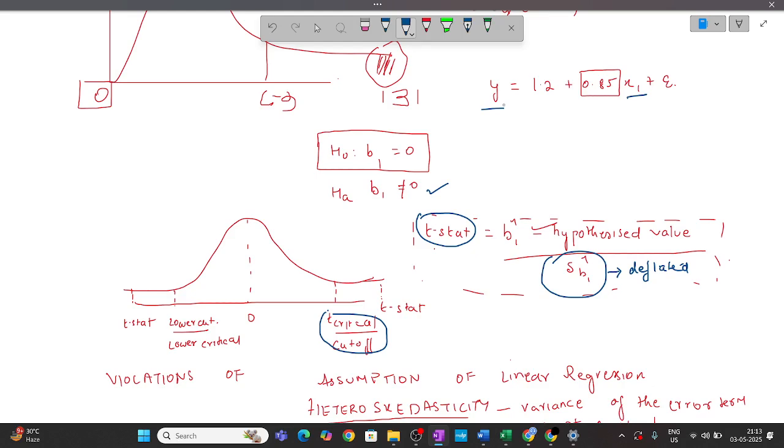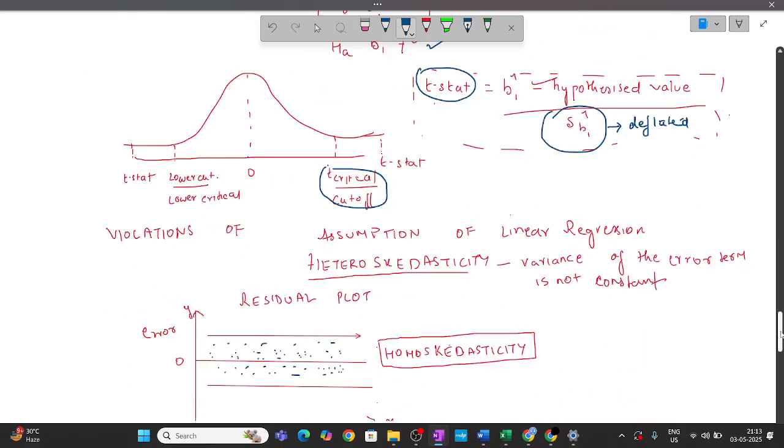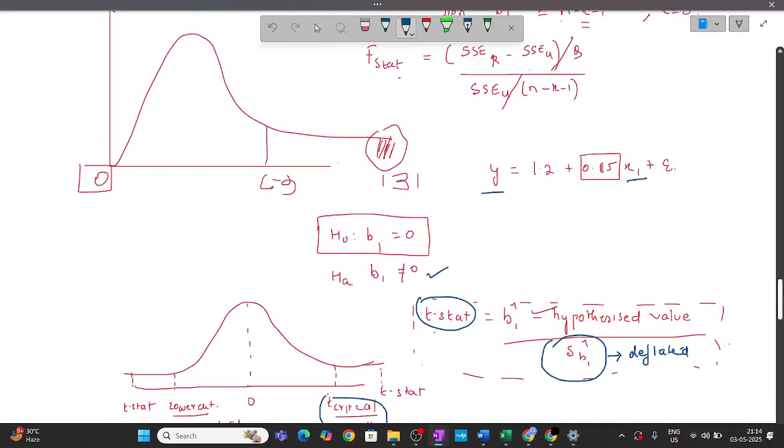Guys, are we good? Yes, sir. सबको Yes, sir. सबको समझ में आ रहा है ये बात? समझ में आ रहा है? कोई प्रॉब्लम है?